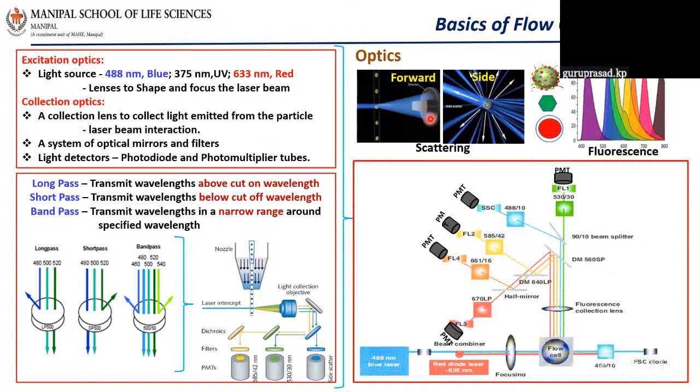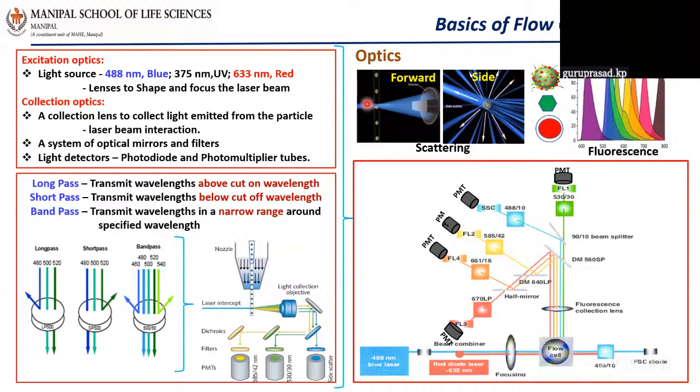Size may be different, shape may be same, or shape may be different, size may be same. So depending on that, we will get a different angle of light. And this angle of light will tell us, if the angle of light is very less, it means that the size of a cell is very less. If the angle of light is more, it shows that the cell size is bigger.